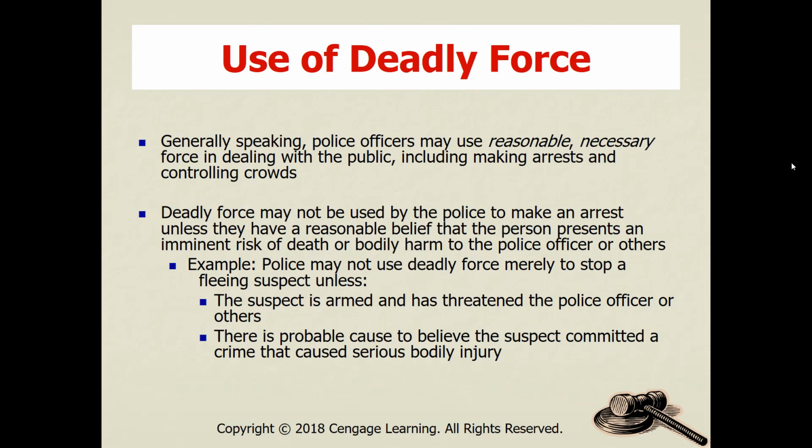So, someone steals a purse. They're running away. They're young, they're fast, you're old, you're slow. You're a cop. Can you shoot them? And the answer is no. However, if an individual has a gun, or if that individual has committed a crime of murder or one that causes serious bodily injury, like a rape or a serious assault, not just a simple assault like a slap or a punch, then yes, deadly force can be used.